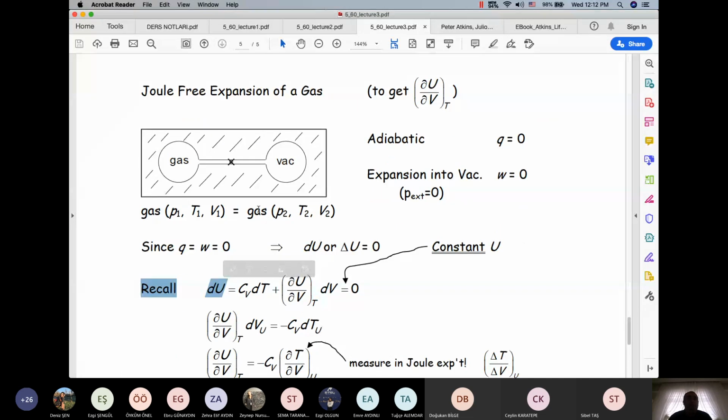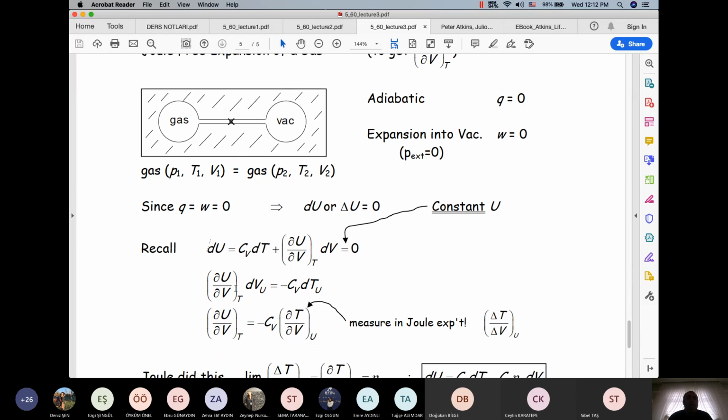So when I do this expansion, the equation must give 0 as the final result. And I know this part is C_V times dT already, right? So if I put this equation together, I end up getting (dU/dV) at constant temperature is actually minus C_V times (dT/dV) at constant internal energy. So the temperature change by volume at constant internal energy.